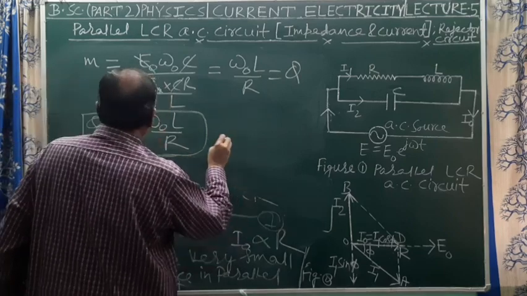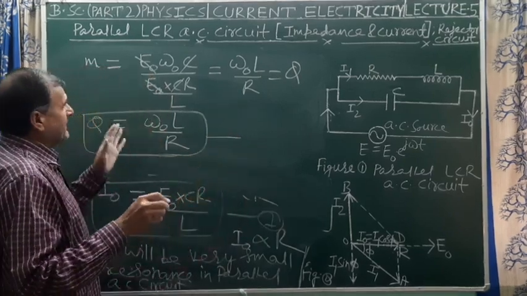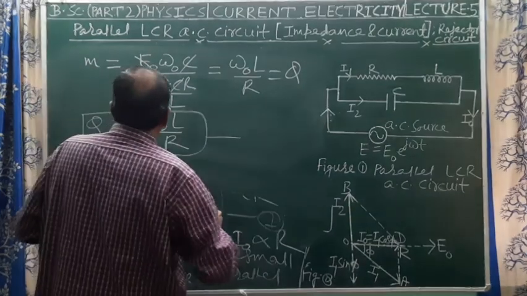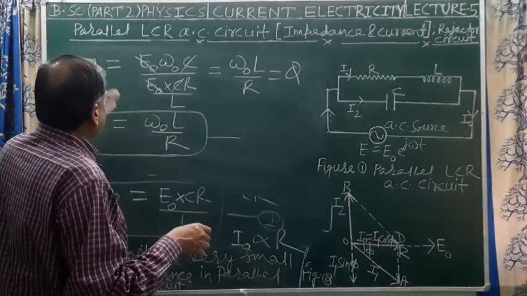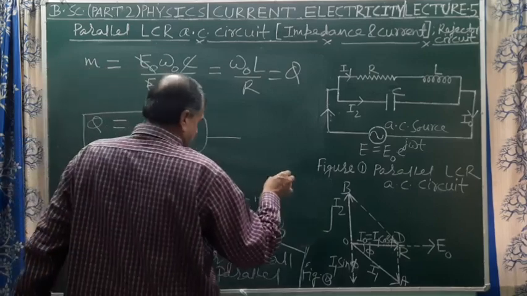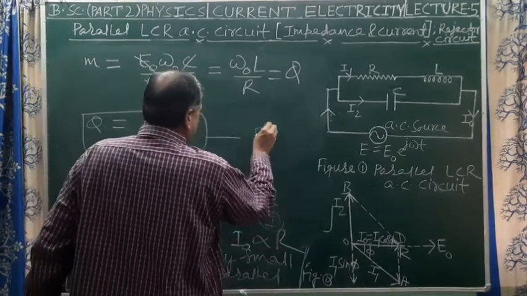And this is the formula for the quality factor of a parallel LCR AC circuit, which is equal to the current magnification in a parallel LCR AC circuit. And this is the final expression. Suppose it is equation number 1.